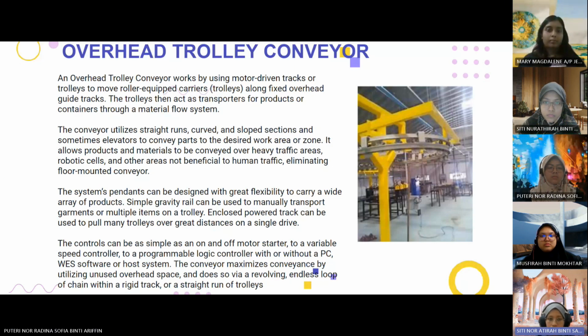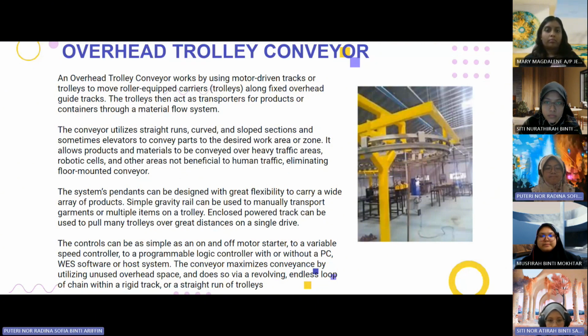It allows product and materials to be conveyed over heavy traffic areas, robotic cell, and other areas not beneficial to human traffic, eliminating floor-mounted conveyor. The system pendant can be designed with great flexibility to carry a wide array of products. Simple gravity rail can be used to manually transport garment or multiple items on a trolley. Enclosed powered track can be used to pull many trolleys over great distance on a single drive.